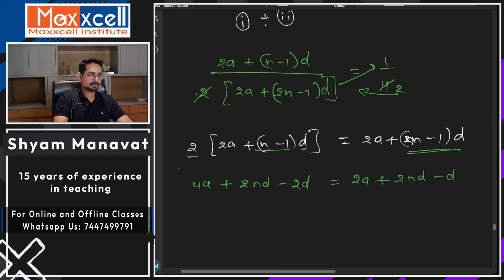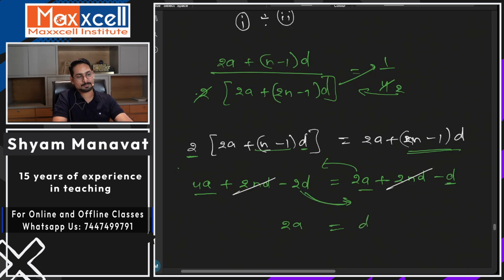Now tell me one thing. Can't I cancel this plus 2n and plus 2nd here? We can, right? Same terms at the left hand side, same term at the right hand side. I can cancel that. And this is the way you are now done with n. You don't have n anymore. So let me take all a on the same side and d on the other side. So 4a minus 2a is going to be 2a, and minus d here will become plus d. So plus 2d minus d is going to be single d, right?